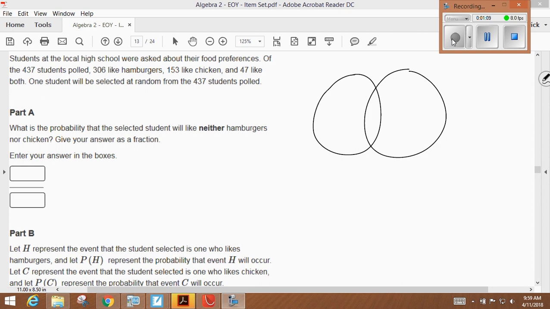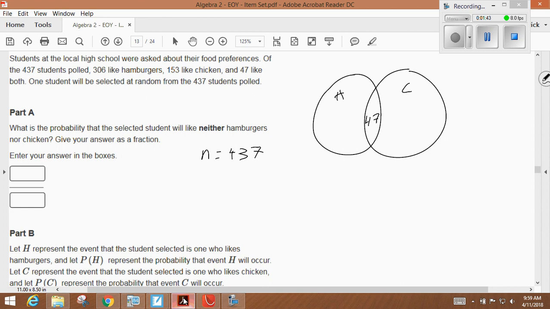All right. I'm with it. We have a total of 437 students that get pulled for this. Some of them like hamburgers, some of them like chicken. The people in the middle there, they like chicken and hamburgers. It told me how many there are in here, 47, right? Okay. So, we need to figure out how many are over here and how many are over here, right?